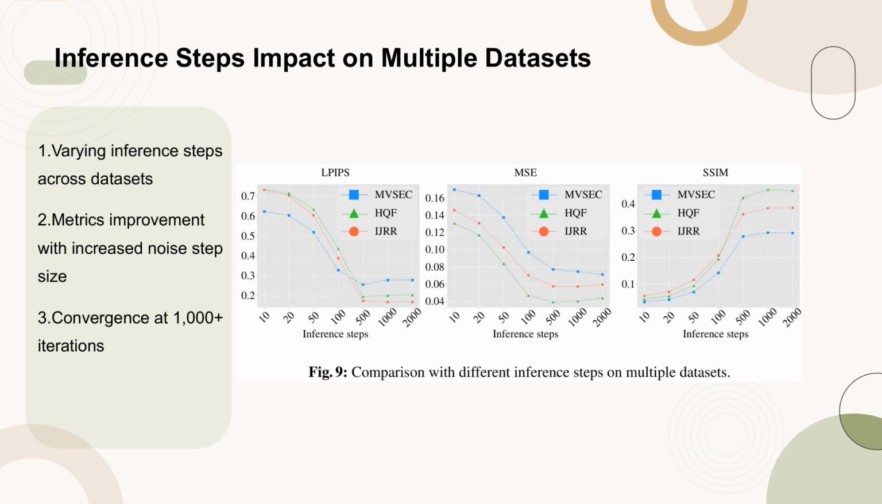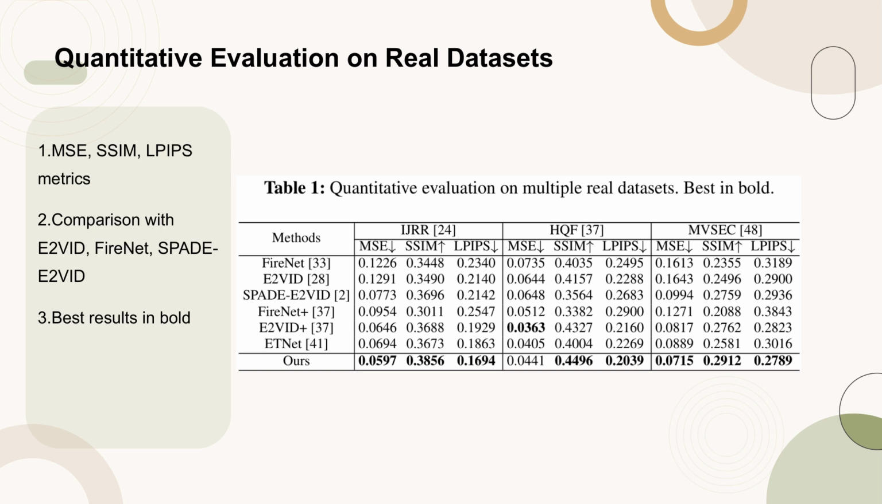Table 1 presents a quantitative evaluation of various methods on multiple real datasets, highlighting the best results in bold. The evaluation metrics include mean square error, MSE, structural similarity index, SSIM, and learned perceptual image patch similarity, LPIPS. The methods compared are E2VID, FireNet, SPADE E2VID, and others. The table shows the performance of each method across different datasets, with the best results marked in bold.